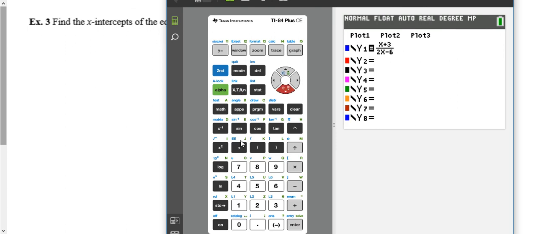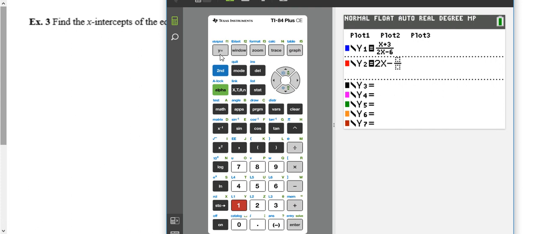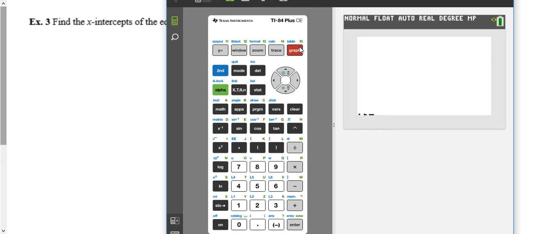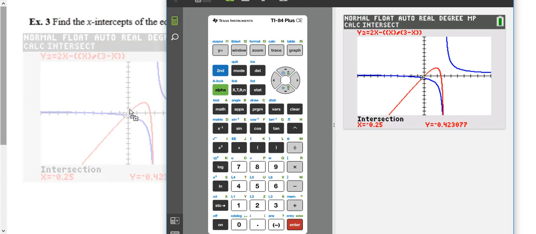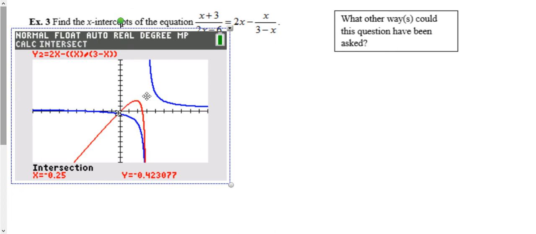On the second y2, I'm going to go with 2x, and that's going to be all subtracted by, we have an x in the numerator there, and 3 minus x in the denominator. Hit graph, and let's see what happens. So there we go, we got one graph basically. Okay, so again, how many solutions do we have? Let's find the one that we definitely see. So there we go. Our only solution we have looks to be at x equals -1/4.